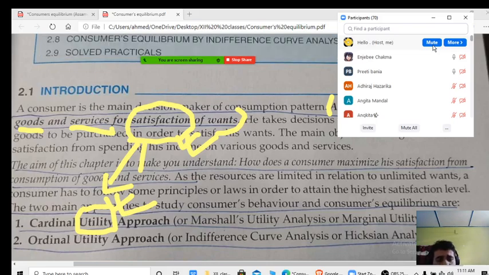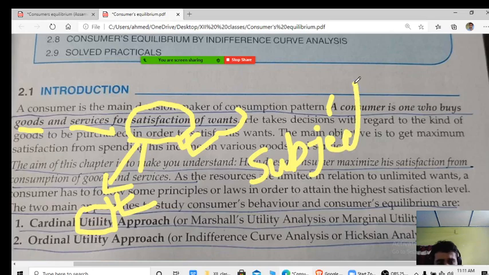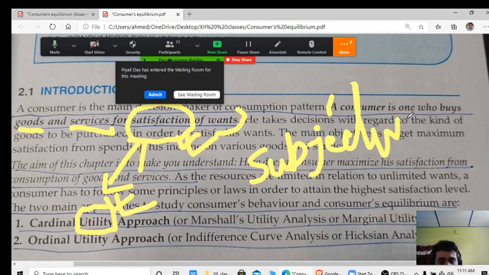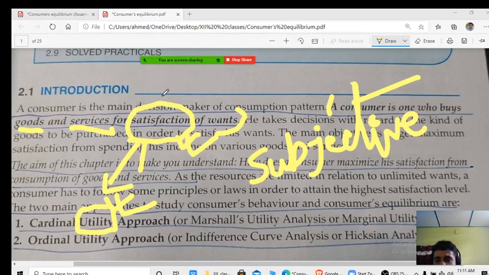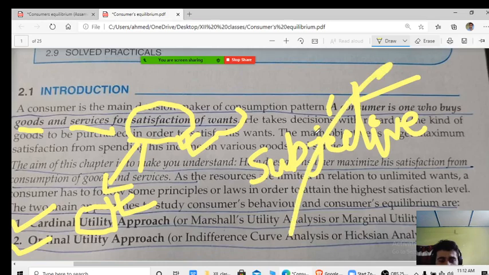So we need to understand that utility is a subjective phenomenon. What is subjective phenomenon? Subjective means it varies from person to person. So one commodity may give different levels of satisfaction to different individuals. Okay, so if that is the case, it becomes difficult for us to measure the utility, and as a result we have got two measures of utility. First one is the cardinal utility approach, often called Marshallian utility or marginal utility analysis, and the other one is the ordinal approach.